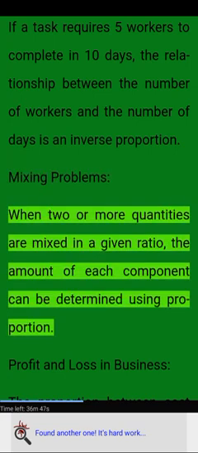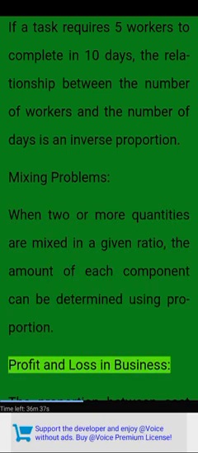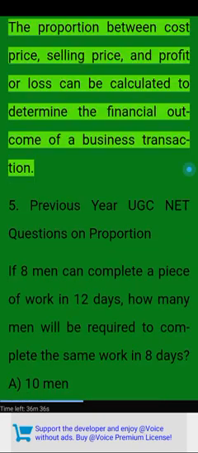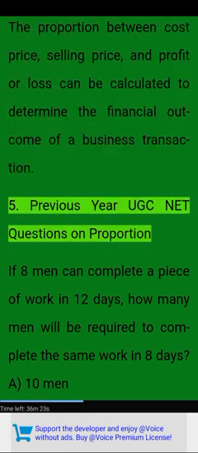Mixing problems. When 2 or more quantities are mixed in a given ratio, the amount of each component can be determined using proportion. Profit and loss in business. The proportion between cost price, selling price, and profit or loss can be calculated to determine the financial outcome of a business transaction. 5. Previous year UGC NET questions on proportion.